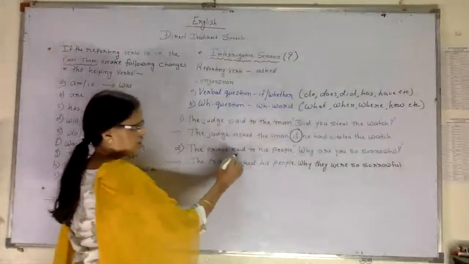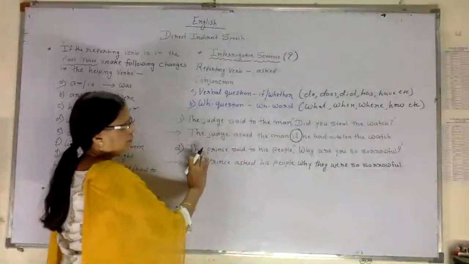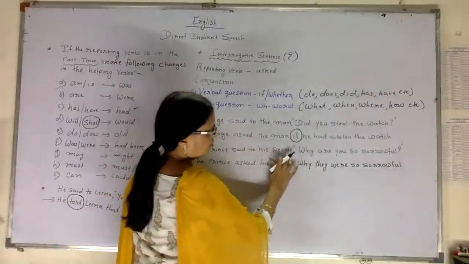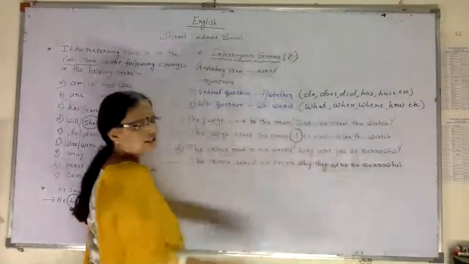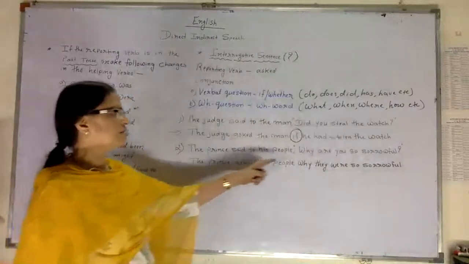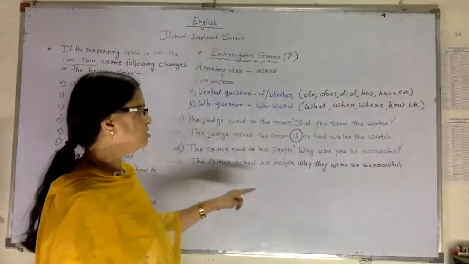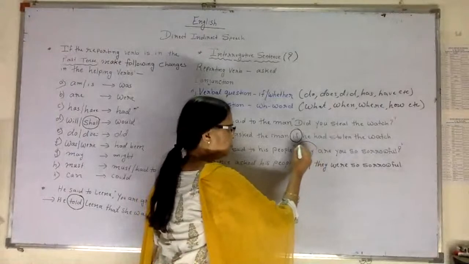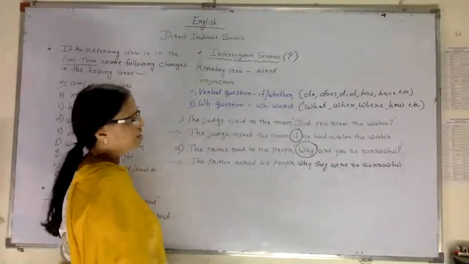The prince said to his people. This is the statement. The prince said to his people, why are you so sorrowful? Now it is again a question mark. That means it is an interrogative question. But what type of interrogative question is it? It begins with why. Understand? It begins with why. That is a WH word.